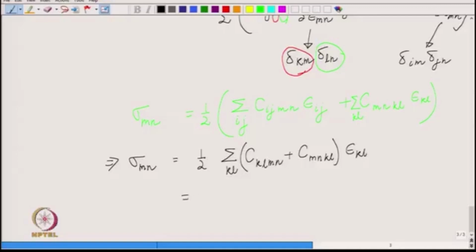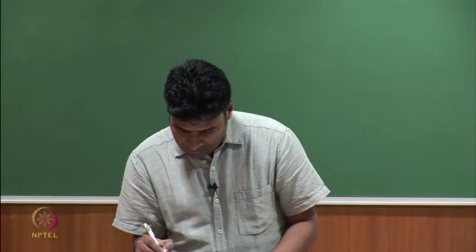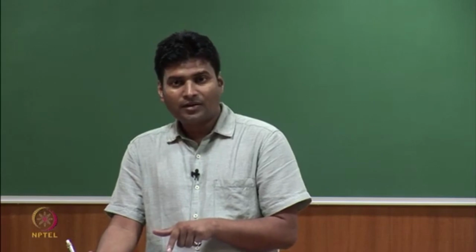And you see further, if I define another C, some C tilde of mnkl times epsilon kl, where C tilde of mnkl is equal to half of C klmn plus C mnkl. So, I am defining another C, C tilde, which is half of C klmn plus C mnkl. Can you see that this is same as C tilde klmn? C tilde mnkl as given by this formula, and when you work out C tilde klmn, you will get the same formula.